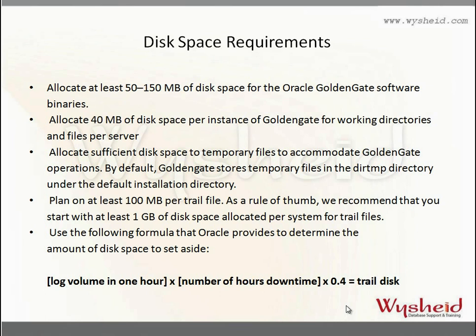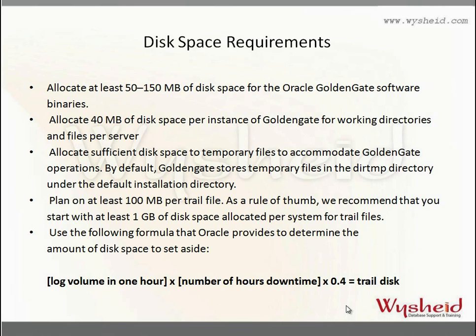And then we need to have enough size for the trail files. Remember, the trail files are the files in which Golden Gate will capture the changes and write them. So the good size of each trail file will be 100 MB. So we need to have enough space for the trail file directory. As a starting point, we can say that we need to have at least 1 GB space for the trail file directories.